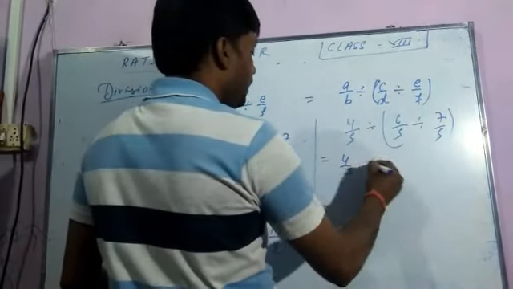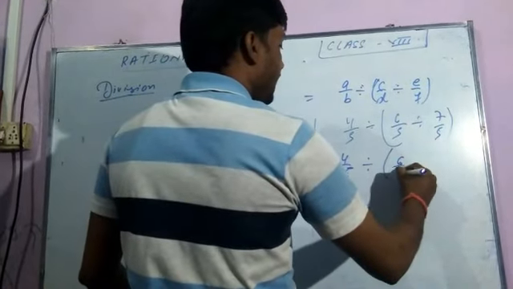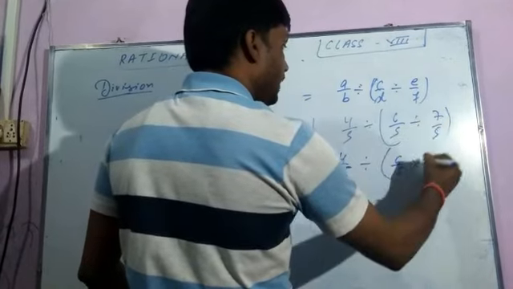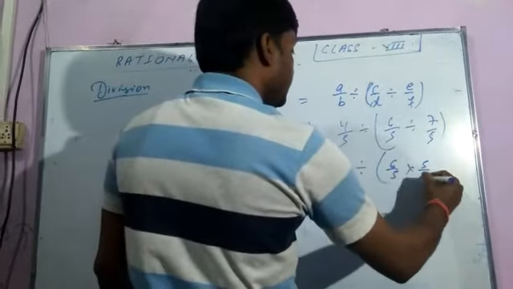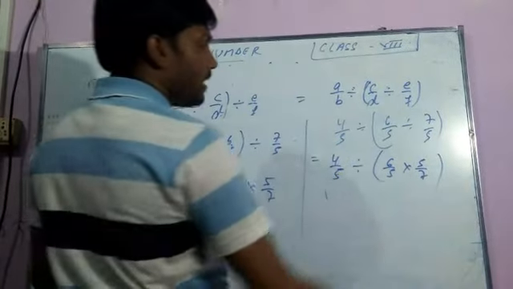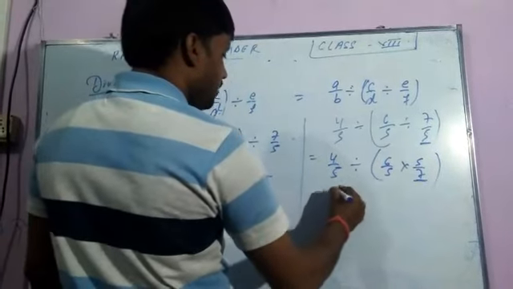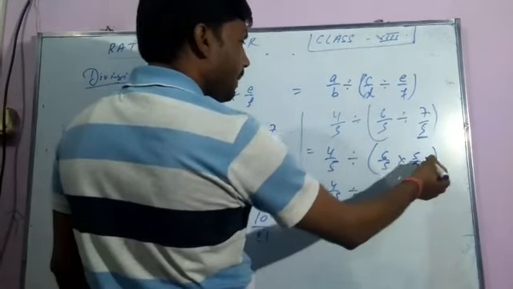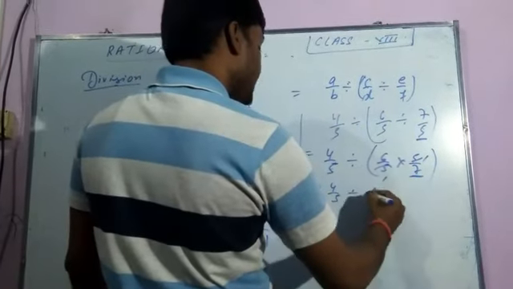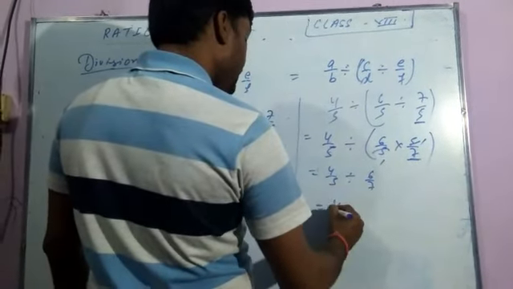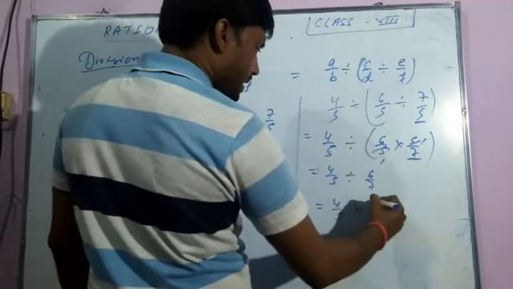4 by 5 divide 6 by 5. If we change divide into multiply, we will get the reciprocal of 7 by 5. Then we have to write 5 by 7. On the place of 7 by 5 we have to write 5 by 7. 4 by 5 divide just 5 1 ja 5, 6 by 7.